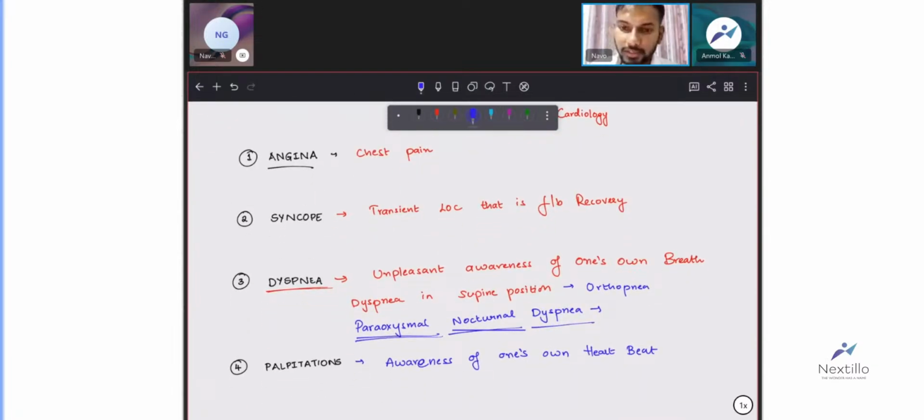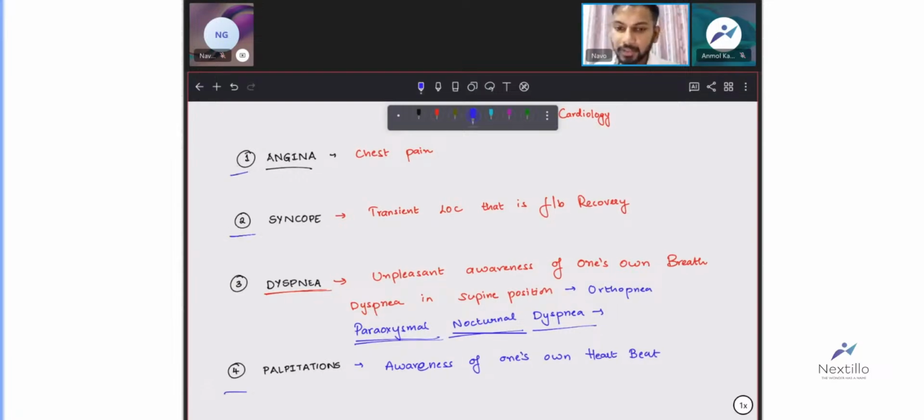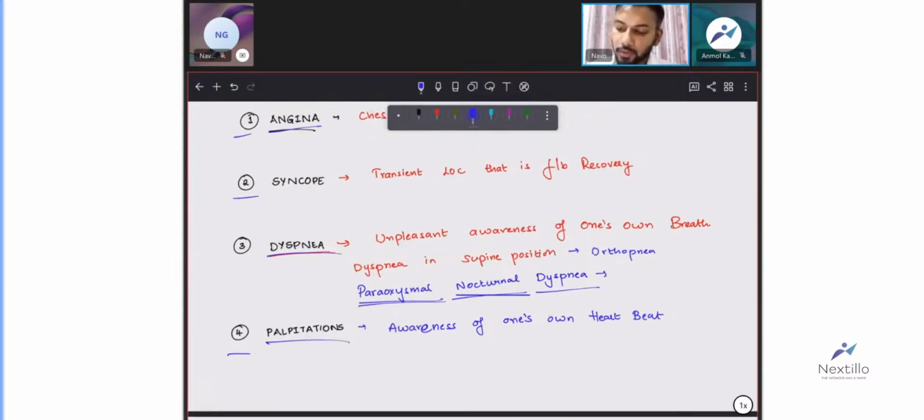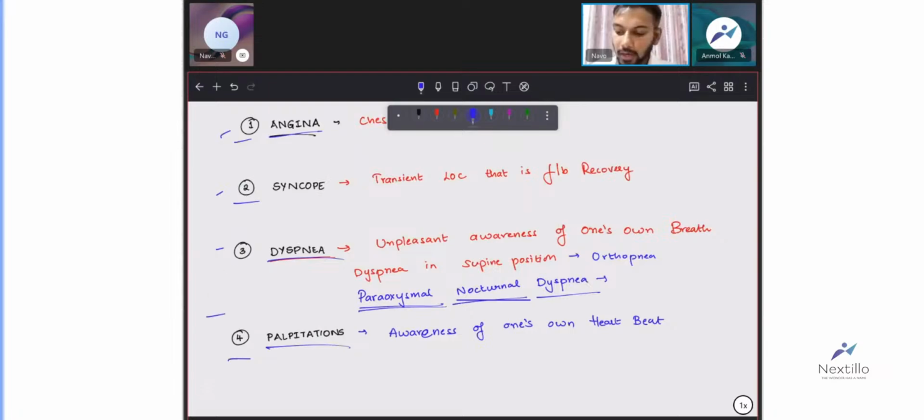Even though they are first rank symptoms of cardiology, in the Framingham criteria, angina, syncope, and palpitations are not included. It doesn't mean a heart failure patient will not have these. They will sometimes have angina. They might even have palpitations. Dyspnea, anyway, is included in the Framingham criteria. So these are the important symptoms that you see in cardiology.